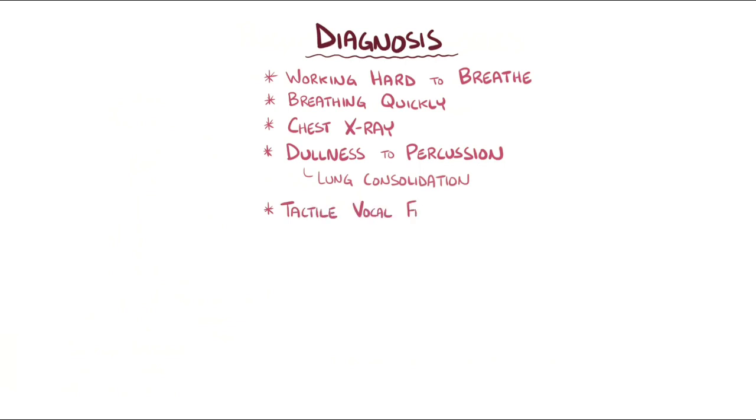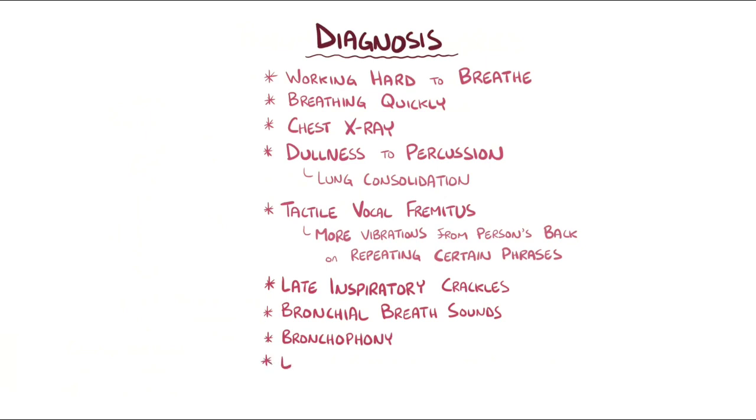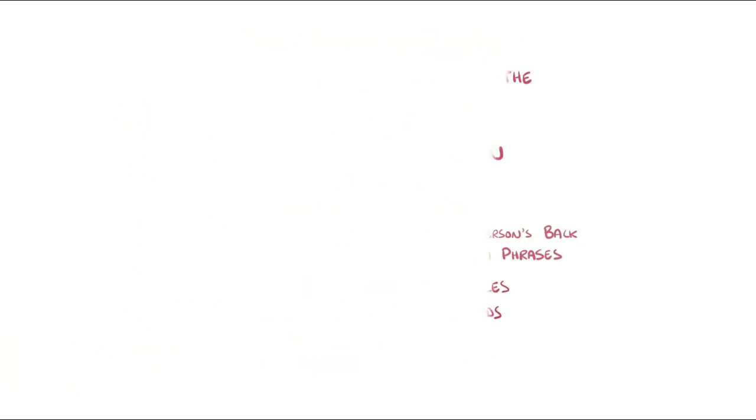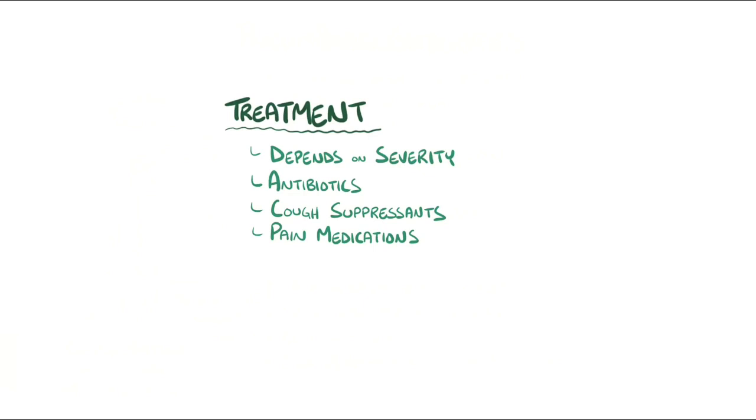There's also tactile vocal fremitus, which is when you can feel more vibrations from a person's chest or back after they repeat certain phrases. This is because sound travels better through the fluid-filled consolidated tissue than air-filled healthy tissue. Late inspiratory crackles might also be heard, along with bronchial breath sounds, bronchophony, and egophony. The treatment of pneumonia depends on the type and severity of pneumonia. Since bacteria are the most likely cause, antibiotics are often prescribed. In addition, cough suppressants and pain medications are often used to help with symptoms.